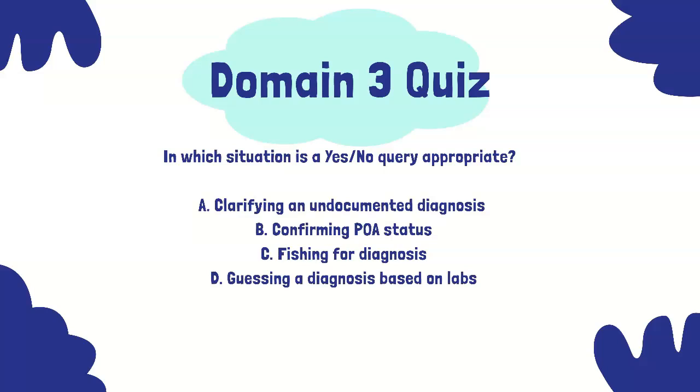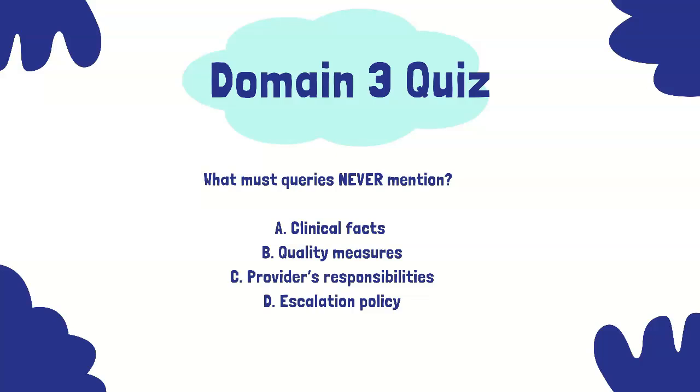All right. So if you said B, confirming a POA status, you are correct. According to page 12, yes, no queries can clarify POA status or the specifics of an already documented diagnosis. And let's go on to the next question. What must queries never mention?